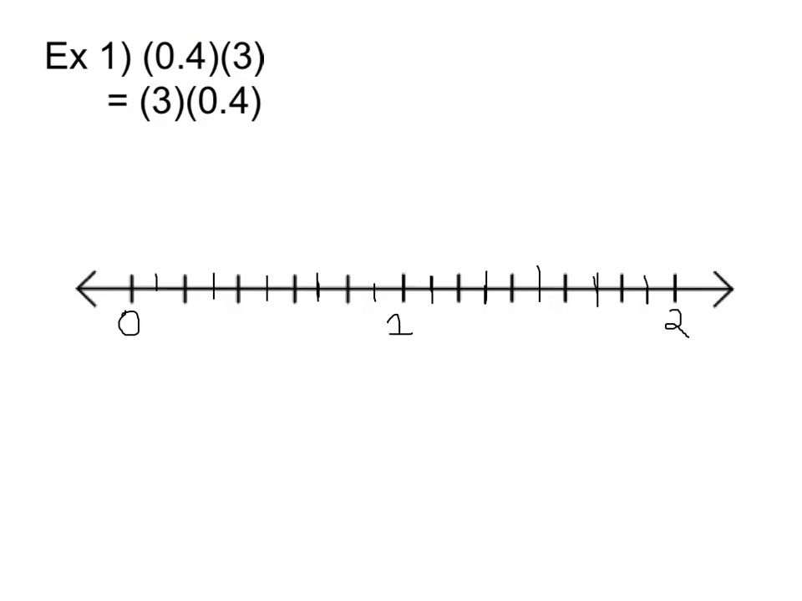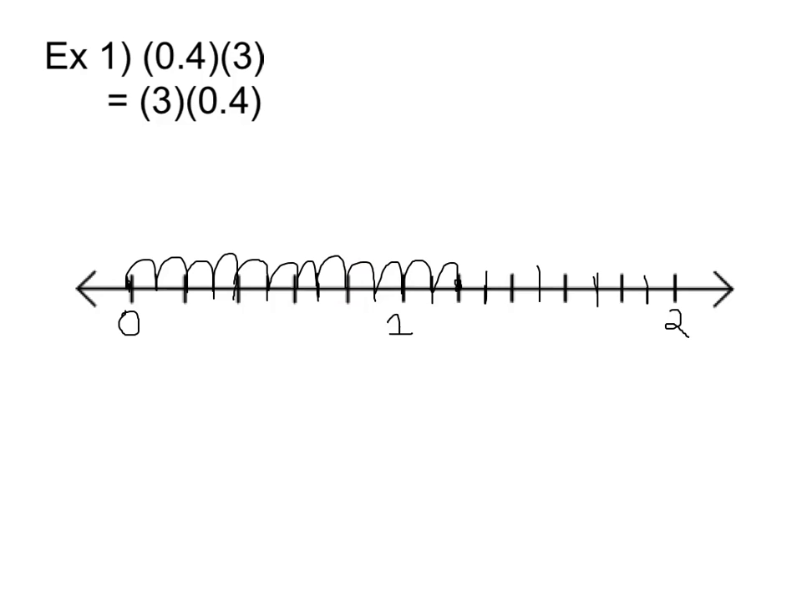Starting at 0, we're going to go over 1/10, 2/10, 3/10, 4/10. That's our first group. Then 1/10, 2/10, 3/10, 4/10 is our second group. Then 1/10, 2/10, 3/10, 4/10 is our third group. So we have 3 groups of 4/10.